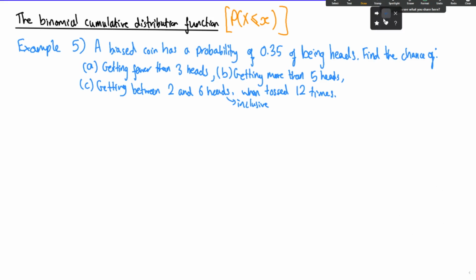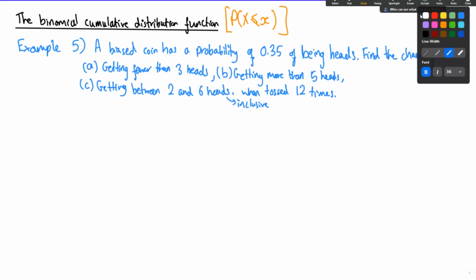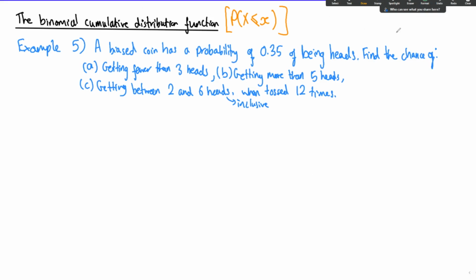Alright, to finish off, let's look at the binomial cumulative distribution function. Now, if you remember the cumulative distribution function for general random variables, it looks like this. It's the probability of x, a random variable, being less than or equal to a certain value of x. But we can also use this with the binomial distribution, and we can find out how in this example.